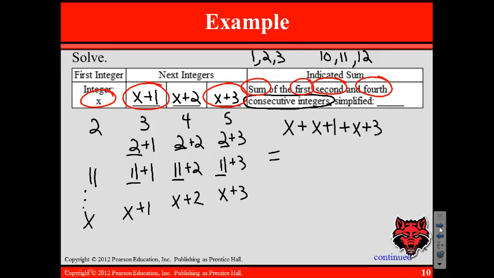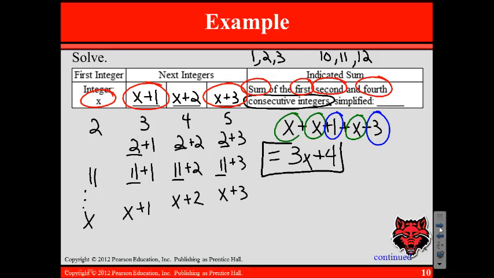So now we want to combine like terms. We have x and x and x. Those will combine to make 3x. We have 1 and 3. Those will combine to make 4. No more like terms, so we're finished combining and simplifying.